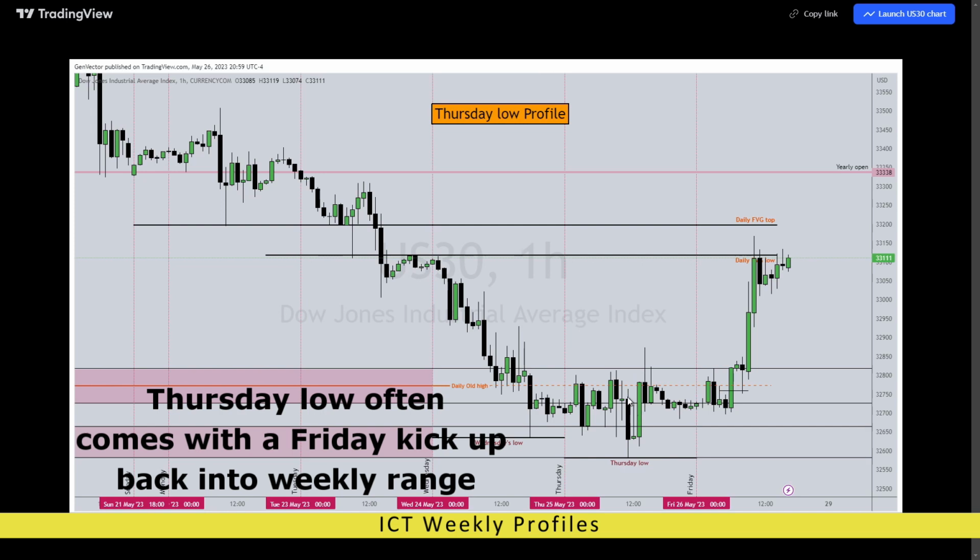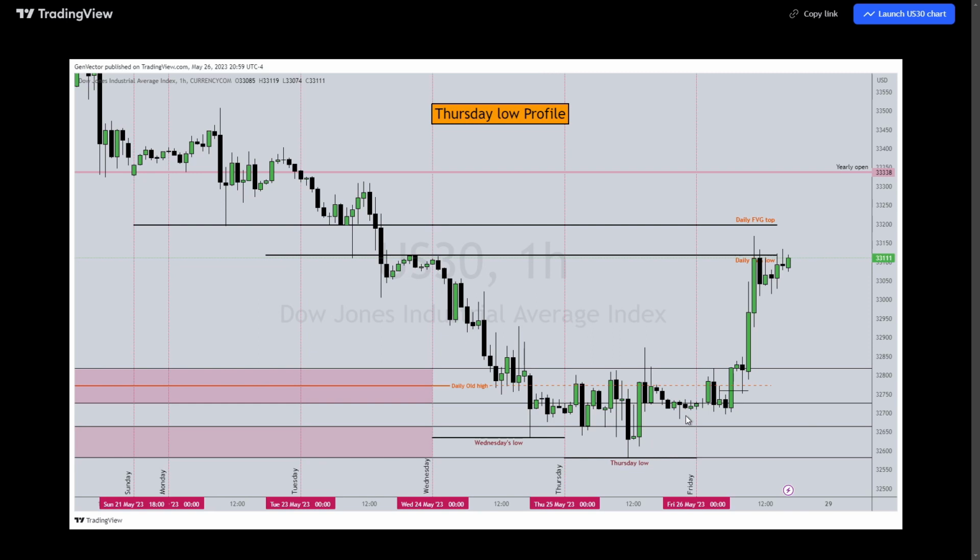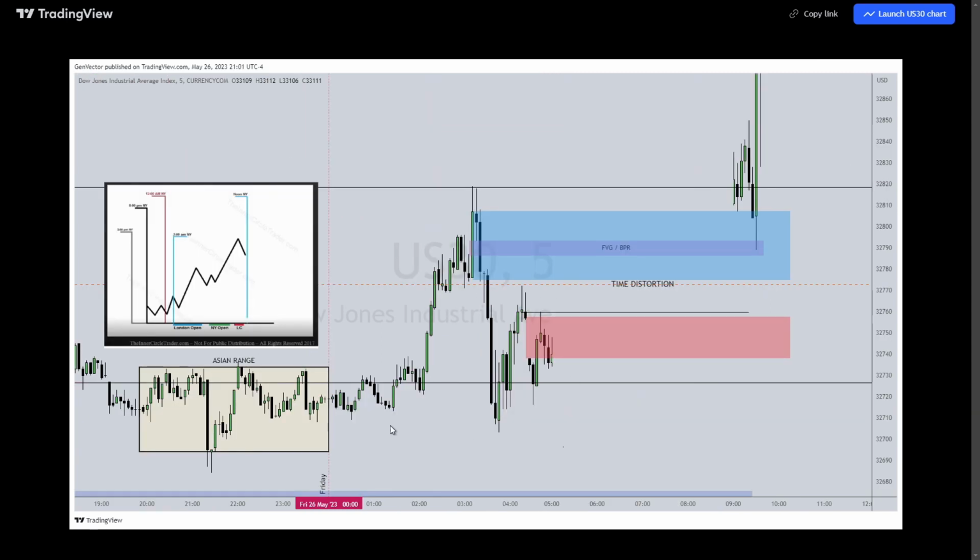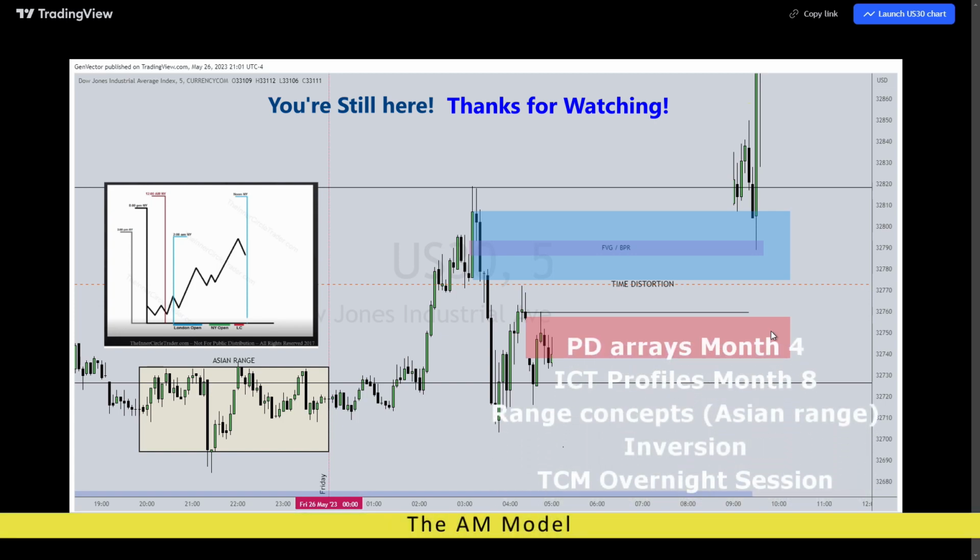But the challenge here is going to be when and how to enter, and I'm using the AM model, which takes the intraday profiles from month 8 and merges it with the profiles from month 10 in ICT's core content. And I'm also using the information on Asian range and concepts on inversion, which ICT talked about on March 31st.